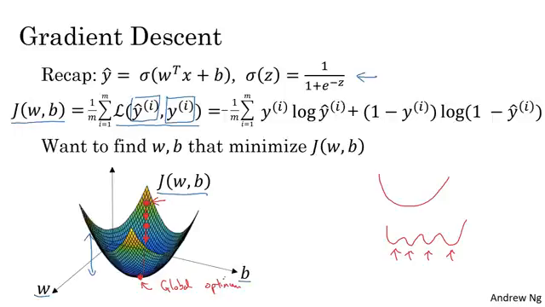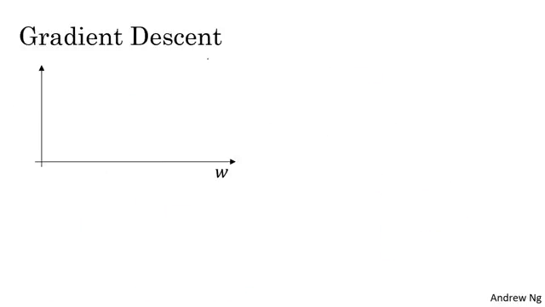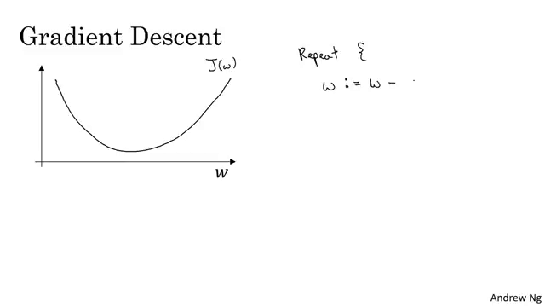Let's write out a bit more of the details. For the purpose of illustration, let's say that there's some function J of W that you want to minimize, and maybe that function looks like this. To make this easier to draw, I'm going to ignore B for now, just to make this a one-dimensional plot instead of a higher-dimensional plot. So gradient descent does this. We're going to repeatedly carry out the following update. I'm going to take the value of W and update it. I'm going to use colon equals to represent updating W. So set W to W minus alpha times this derivative, d J of W over dW. And we'll repeatedly do that until the algorithm converges.